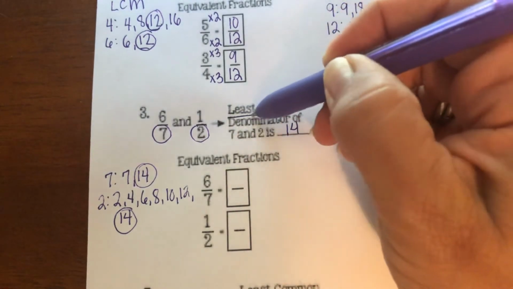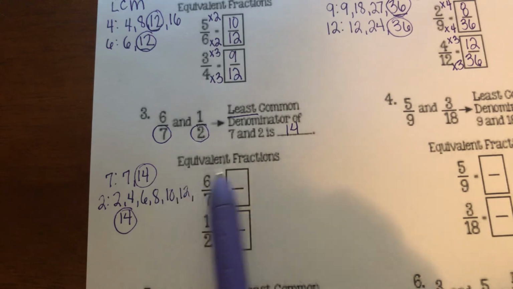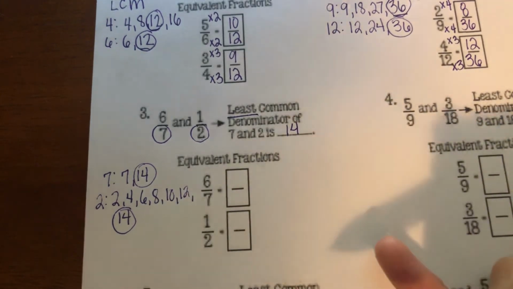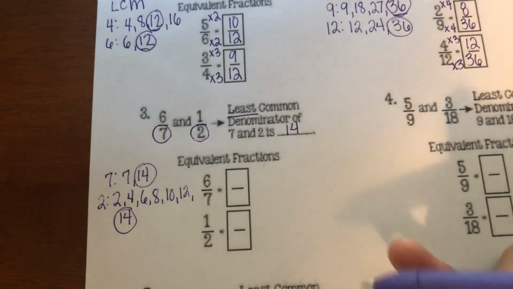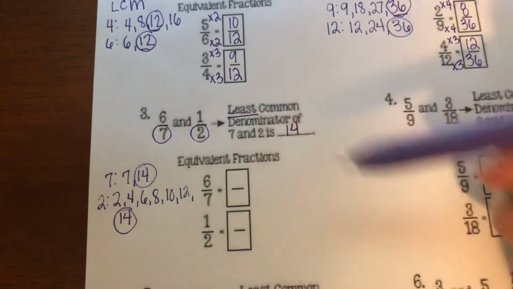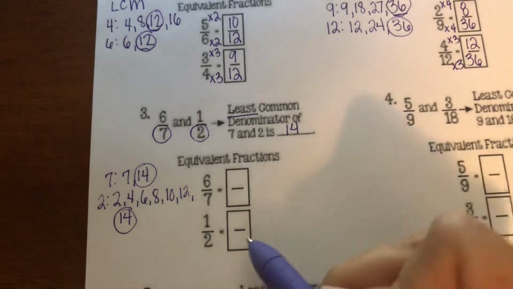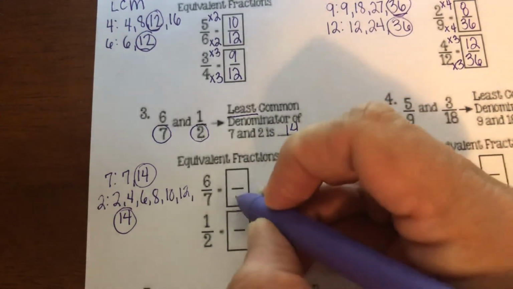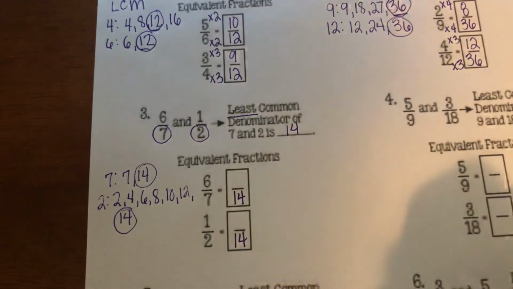One of the reasons why they talk about finding the least common denominator is because I could actually use 28 as a common denominator, but then we wouldn't have it in simplest form. So it's important to try to keep it with your least common denominator so at the end you might not have to simplify. Okay, so I'm going to go ahead and write in my new common denominator of 14.